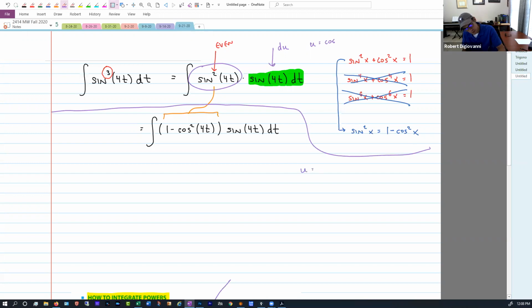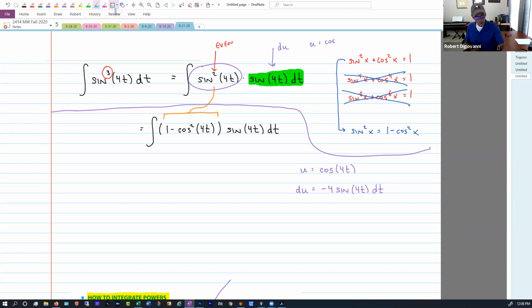u is going to be equal to cosine of 4t, and that's it, just cosine of 4t. The derivative of this is -4 sine 4t dt. So the -4 comes from the chain rule, right? Derivative of cosine is negative sine, so the negative comes from the derivative of cosine, and the 4 comes from the chain rule.